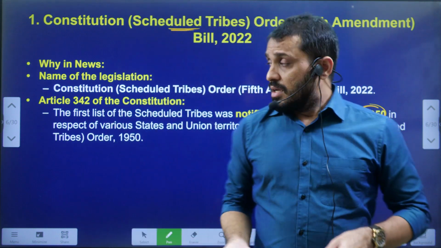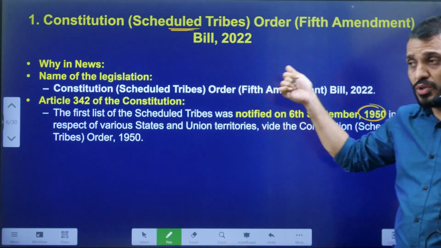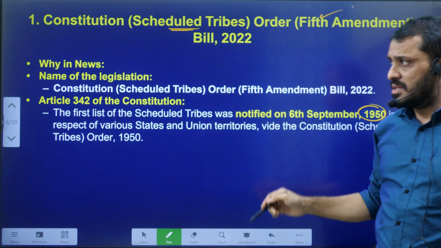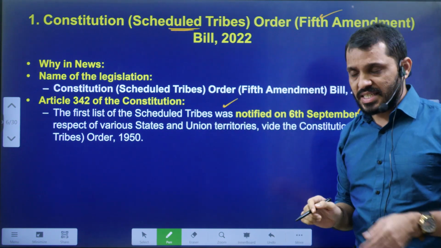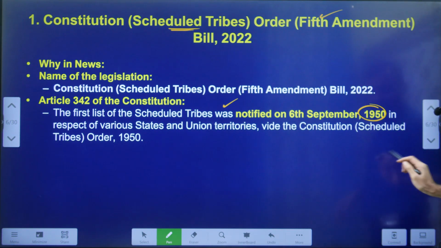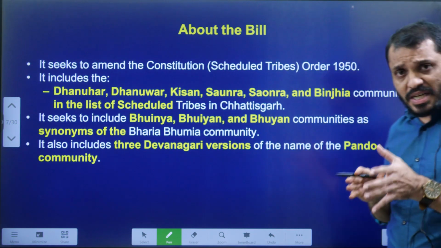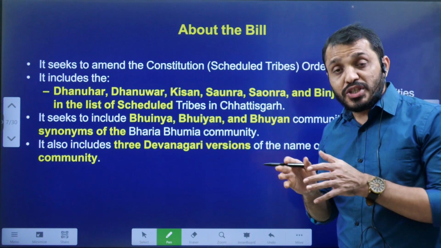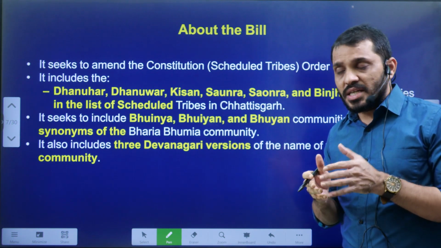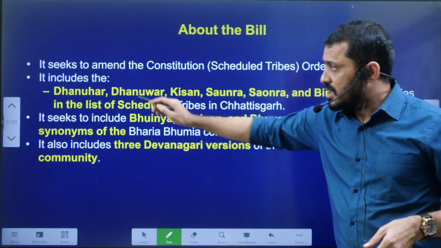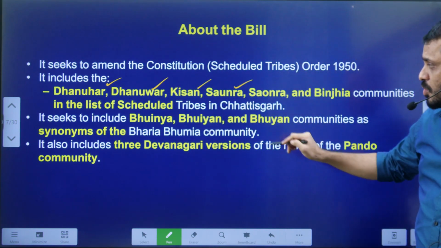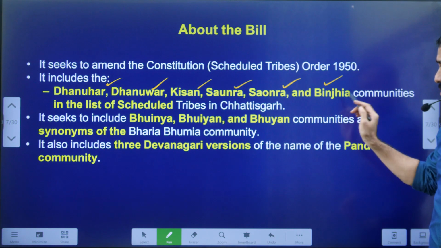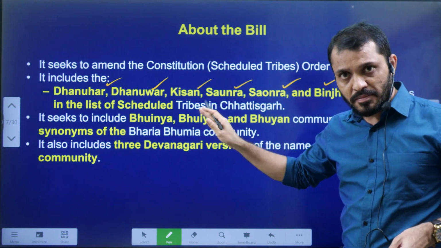Okay. Now, the Constitution Scheduled Tribes Order has been passed, and Article 342 deals with the definition of ST. According to this, we will discuss who comes under ST. Now, which communities were identified? Certain communities from Chhattisgarh: Dhanuhar, Kisan, Saundra, Saunora, and Binjhia. These are the communities included in the ST list.